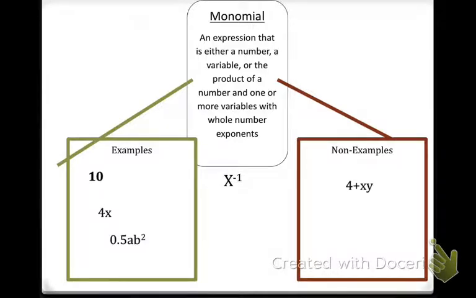Now, x to the negative first power would be a non-example because the exponent is not a whole number. 7 to the nth power is also a non-example because the exponent is a variable. This is actually exponential. All right, negative 3.6h to the 12th would be an example. 2 over n would be a non-example because this would be equivalent to 2n to the negative first power. So that would be a non-whole number as an exponent.